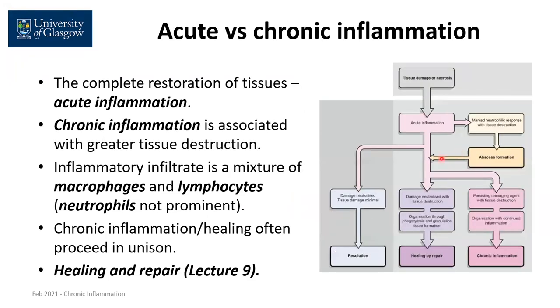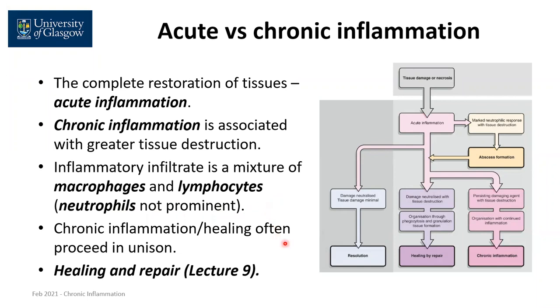So the first thing I want to talk about is the key differences between acute and chronic inflammation. So we should know from the last session that acute inflammation is ultimately the complete restoration of tissues. On the other hand, we have chronic inflammation, and this is associated with a greater tissue destruction. Ultimately, persistent bouts of acute inflammation can lead to chronic inflammation. Generally speaking, in chronic inflammation, the inflammatory infiltrate is a mixture of macrophages and lymphocytes, whereas in acute inflammation, it's your neutrophils, which are much more prominent.